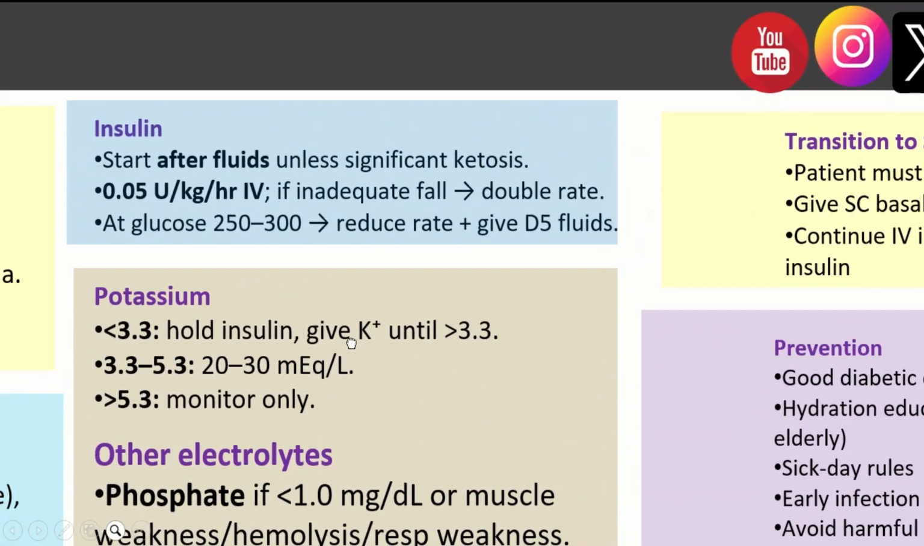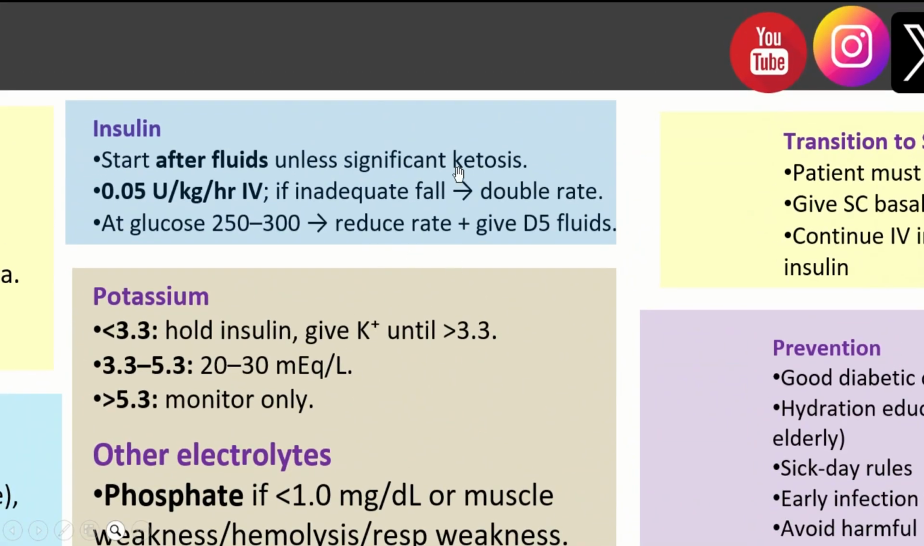Then insulin. Insulin is started a bit later in people with HHS. First give the fluids, because the fluids are able to cut the glucose by much. Then later on, you want to start giving the insulin, and sometimes the insulin will be given early if we have significant ketosis.